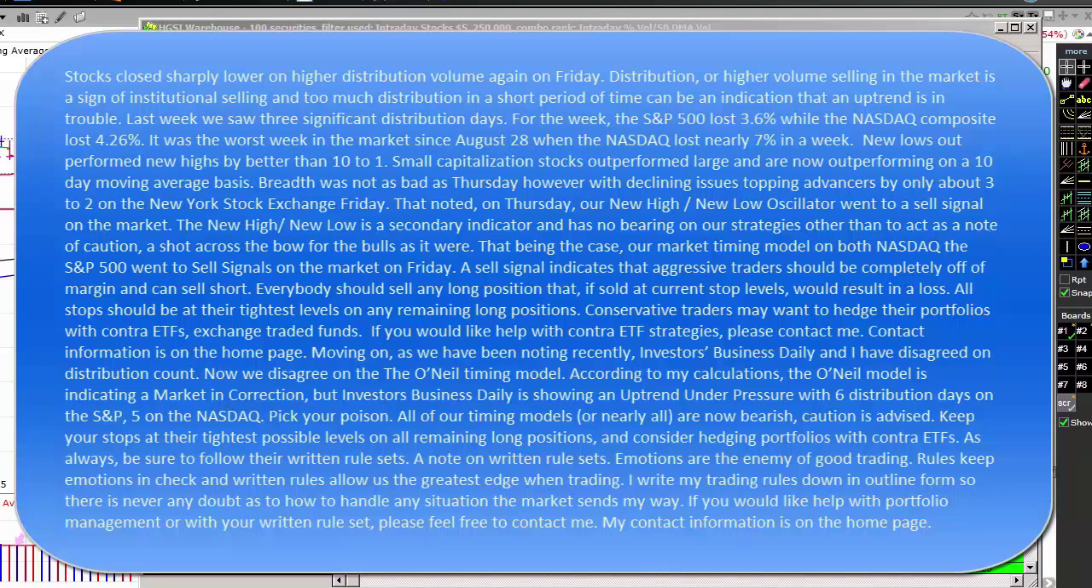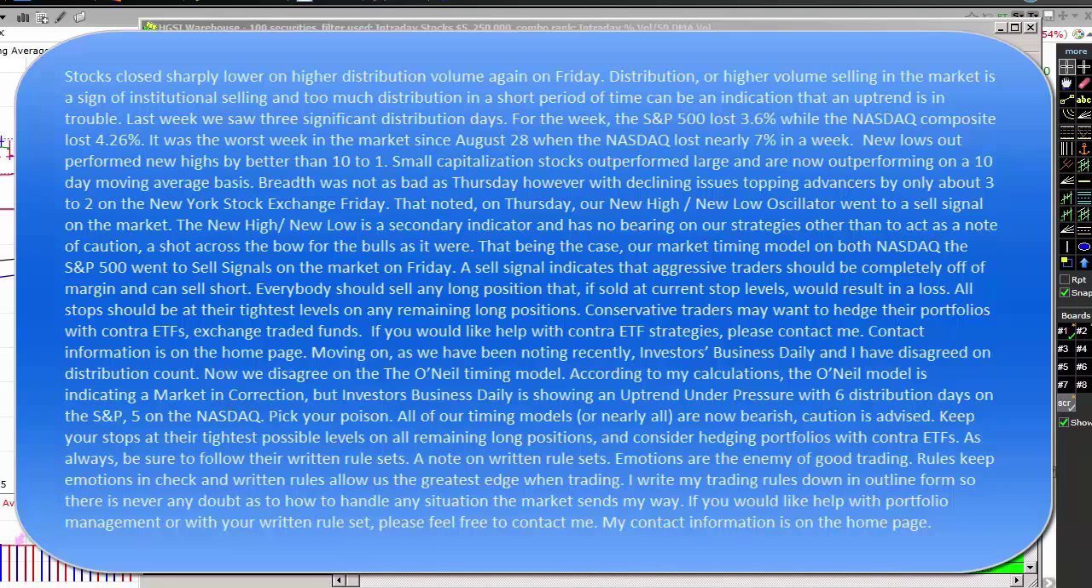New lows outperformed new highs by better than 10 to 1. Small capitalization stocks outperformed large and are now outperforming on a 10-day moving average basis. Breadth was not as bad as Thursday, however, with declining issues topping advancers by only 3 to 2 on the New York Stock Exchange Friday. That noted, on Thursday, our new high, new low oscillator went to a sell signal on the market. The new high, new low is a secondary indicator and has no bearing on our strategies other than to act as a note of caution, a shot across the bow, as it were.